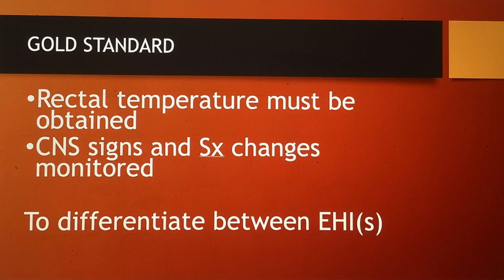The gold standard to take core temperature is to take the rectal temperature. In order to do that, you must insert the thermometer approximately 4 inches past the anal sphincter, and then on top of that, note any signs and symptoms of central nervous system dysfunction. A core temp is one of the key signs in order to tell the difference between heat illnesses.